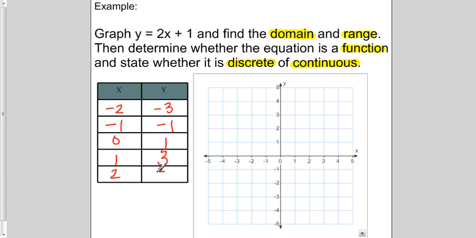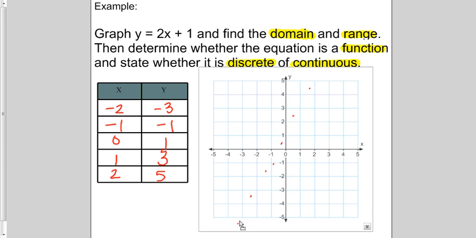You can kind of tell that there's a pattern in the y values here. They go up by 2s. Now over on our graph, -2, -3 is down here. -1, -1, 0, 1, 1, 3, and then 2, 5. Now in this case, I was graphing an equation and I can plug in any value I want for x, and so I do need to connect these points, because if I wanted to, I could plug in -3 and I would get -5, and this pattern would just continue on forever and ever.